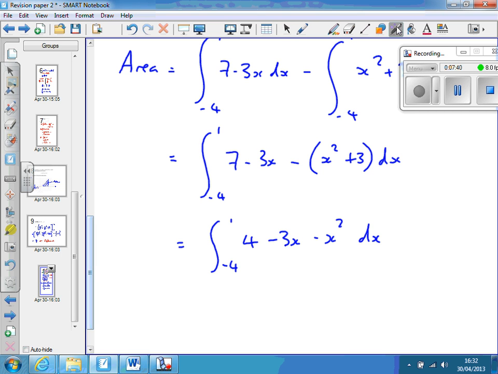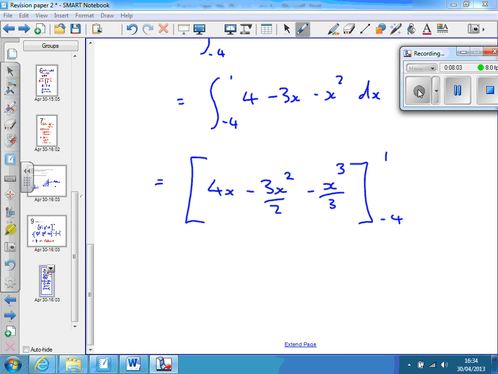Be careful of this. Minus x squared is minus x squared, but minus and 3 is also minus 3. So minus 3 plus 7 gives us 4 here. You realise you just ended up with the same quadratic equation. Yeah, which is the same as the quadratic we had at the top. That's true. Yeah.